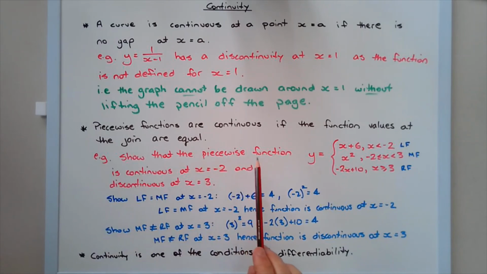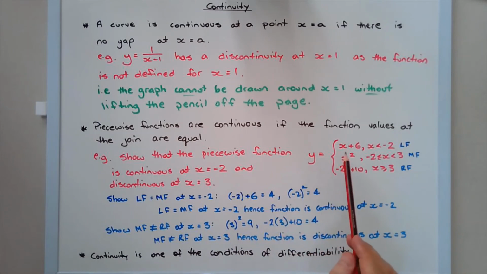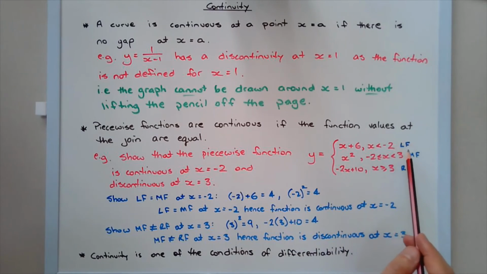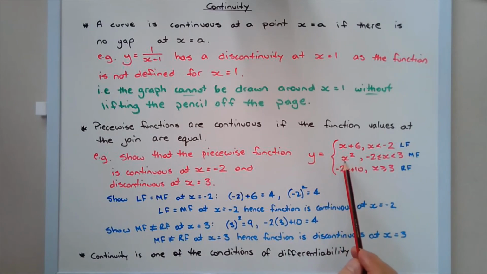Show that the piecewise function given by y equals x plus 6 for x less than negative 2, and we'll call that the left function, y equals x squared for x greater than or equal to negative 2 but less than 3, we'll call that the middle function, and then y equals negative 2x plus 10 for x greater than or equal to 3, and we'll call that the right function. So we're going to show that this piecewise function is continuous at x equals negative 2 and discontinuous at x equals 3. So these are our two joints, or the locations of the two joints.